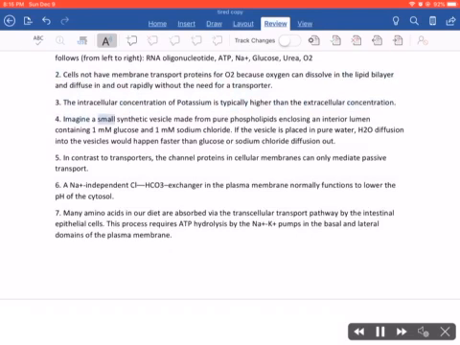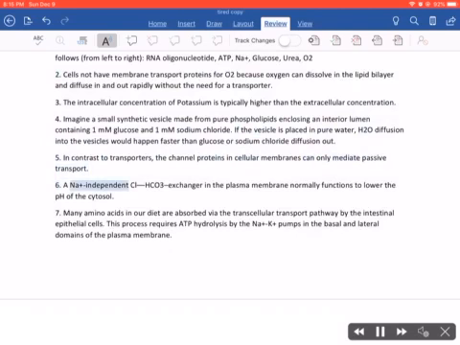4. Imagine a small synthetic vesicle made from pure phospholipids enclosing an interior lumen containing 1 mM glucose and 1 mM sodium chloride. If the vesicle is placed in pure water, H2O diffusion into the vesicles would happen faster than glucose or sodium chloride diffusion out. 5. In contrast to transporters, the channel proteins in cellular membranes can only mediate passive transport.